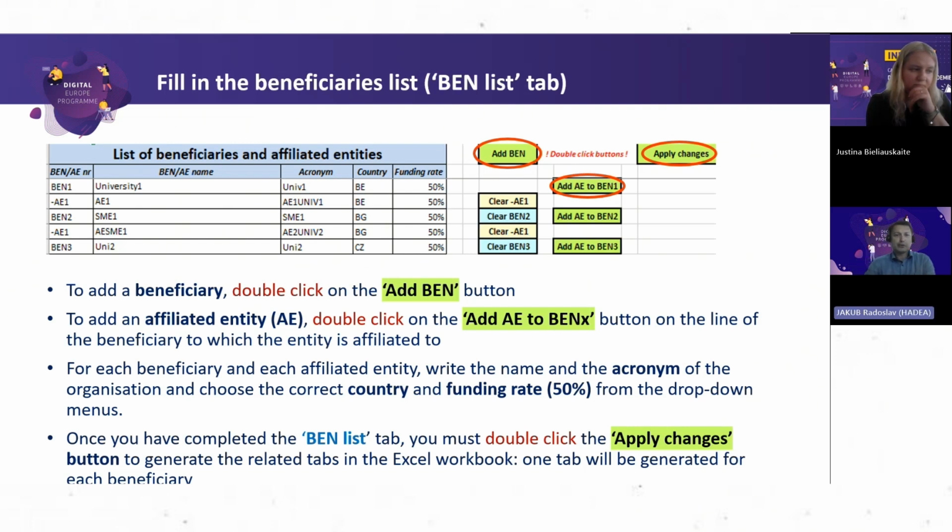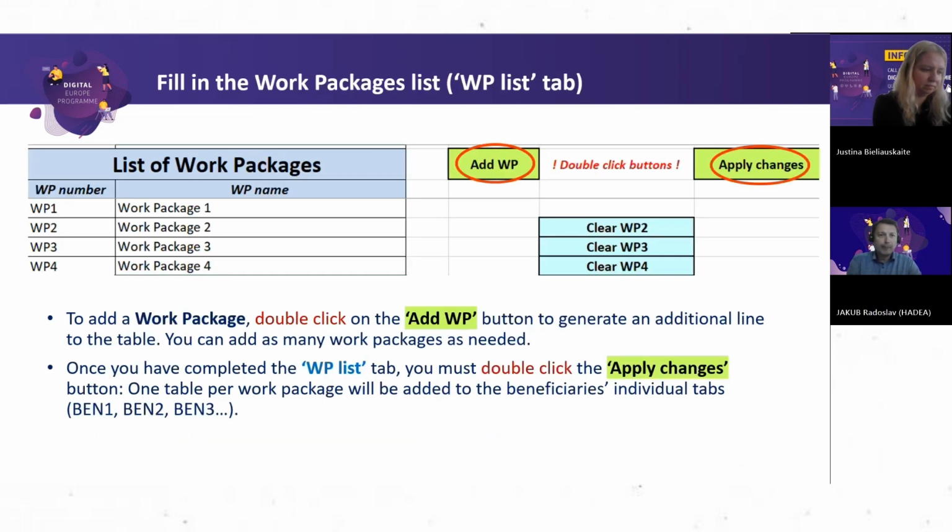So we have the beneficiaries in the detailed budget table, and we can move to the work packages, where the process is more or less the same. So we go to the next slide. Again, you list the work packages that you considered before, as many as necessary. You double click on add work package, and once you have all the work packages, you click on apply changes.